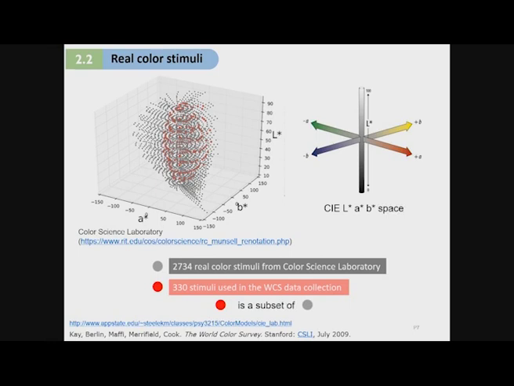CIELAB space is arguably the best representation of color stimuli, which can better reflect the perceptual distance between different color stimuli. So in psychophysics, people usually represent colors in the CIELAB space instead of the Munsell chips. And we noticed that these 330 Munsell chips are actually a subset of this rich dataset.